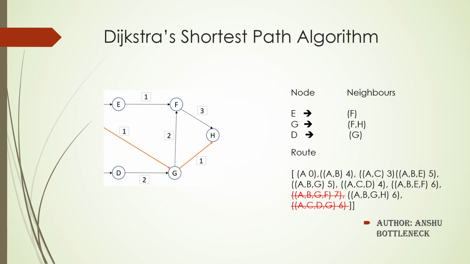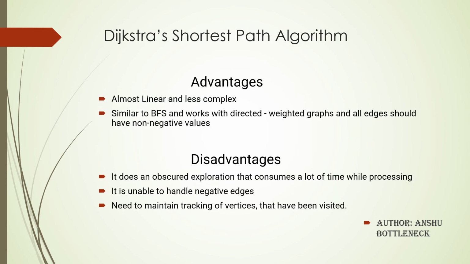So this completes the implementation of Dijkstra's algorithm. Here we see the shortest path A, B, G, H with a weight of 6, which only considers 4 nodes even though we have multiple nodes available in our graph. Now the advantages of Dijkstra's algorithm: it is linear and works with iteration, and it is less complex. It is similar to BFS, with a directed graph and with weights. All edges should be non-negative; if there is a negative value, it will not give you correct results and it will miscalculate the weights.